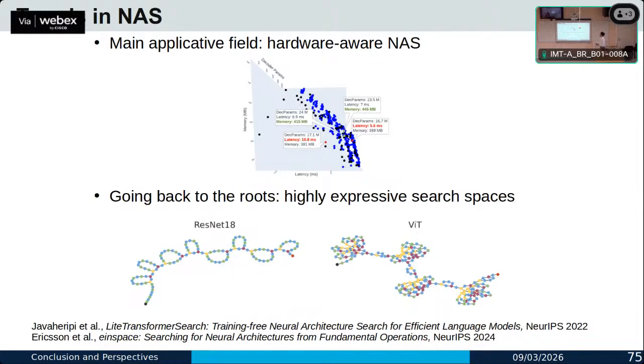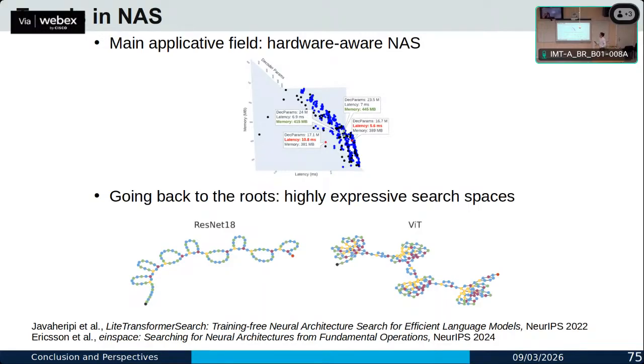And some trends in neural architecture search that I am personally excited about. As I said in the first part, the main applicative field of NAS remains hardware-aware NAS. NAS has seen some very promising results when it comes to exploring Pareto fronts with multiple objectives. So for instance, there was this paper by Javaheripi et al., which managed to explore the whole subspace of transformers with a Pareto front consisting of latency, memory, and performance, using only parameter counts and some on-device measurements.